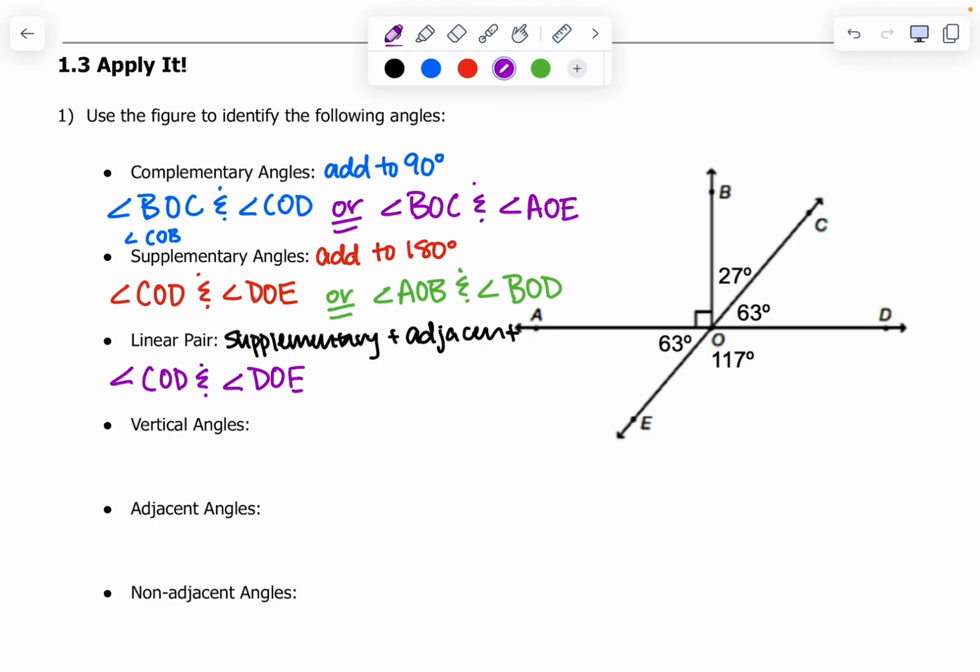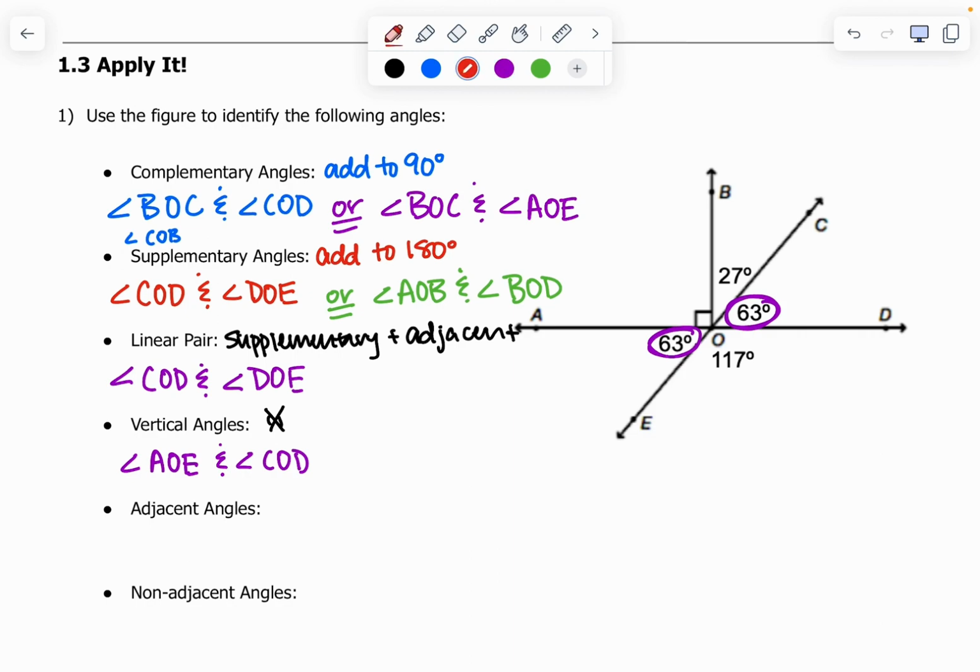Okay, next thing we're looking for is vertical angles. So remember, vertical angles are going to be two angles that basically are across from each other when two lines cross. Okay, vertical angles also, we can identify those, because they're going to have congruent measures. So here I see a 63 and a 63, so those are going to be my congruent angles. Okay, so I can name angle AOE and angle COD as vertical. Okay, there's some other vertical angles in here, but that's at least one example.